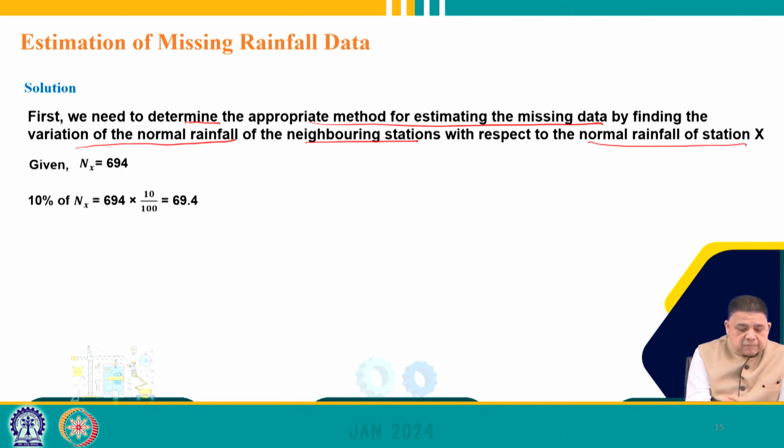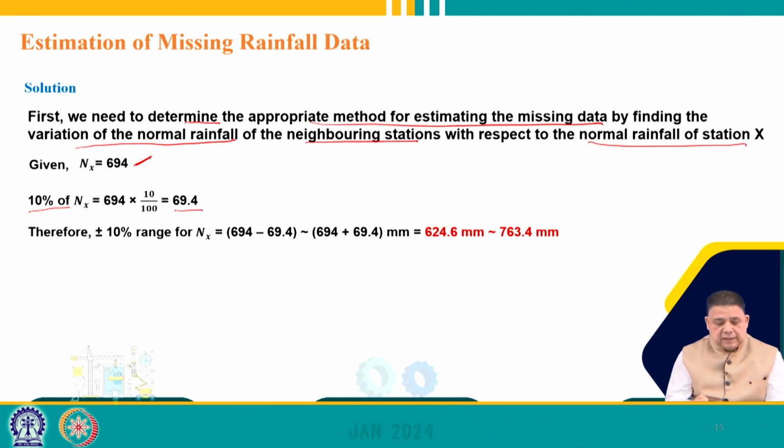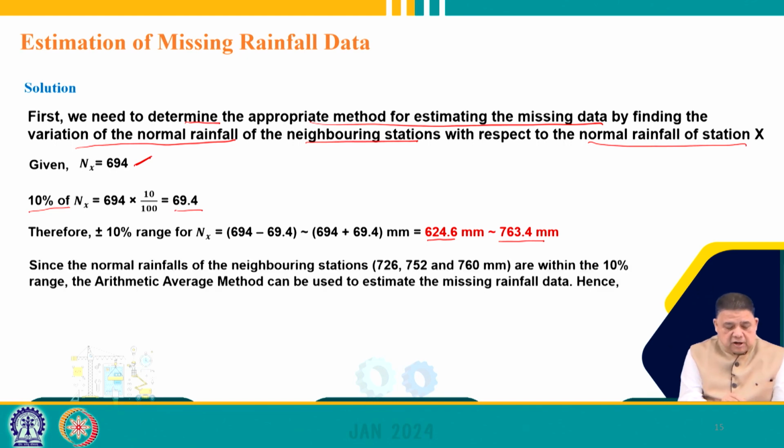So, normal rainfall of station X is given as 694, and we look for 10% variation. So, 10% of Nx is 69.4. That simply means that the range comes out to be 624.6 and 763.4. So, that means the normal rainfall of neighboring stations should be within this range in order to use the arithmetic average method, else we have to use the normal ratio method. So, since the normal rainfalls of the neighboring stations, that is 726, 754 and 760, are within this range, that is 624 to 763, we can use the arithmetic average method.